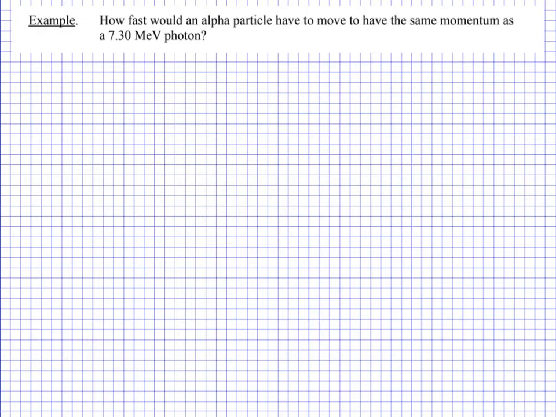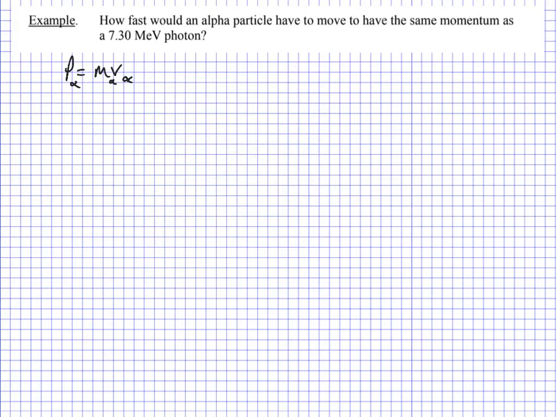So let's think about this in two ways. Let's first of all write down what we know about the alpha particle. The alpha particle has a mass, which means we can talk about its momentum as being mv. It's a regular particle, an object, so we can talk about it like this. So P alpha equals M alpha V alpha.